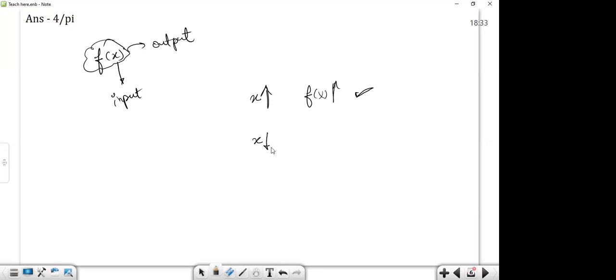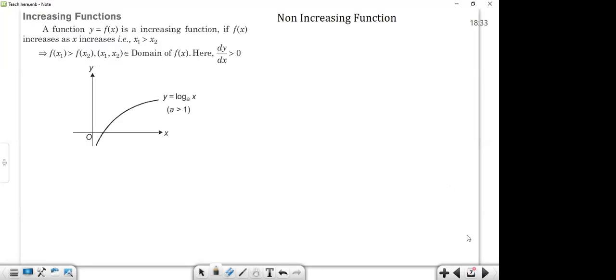Otherwise, if we increase the input and the output of the function decreases, then we can call it a decreasing function. Let us discuss with this example. If a function y equals f of x is an increasing function, then f of x increases as x increases.